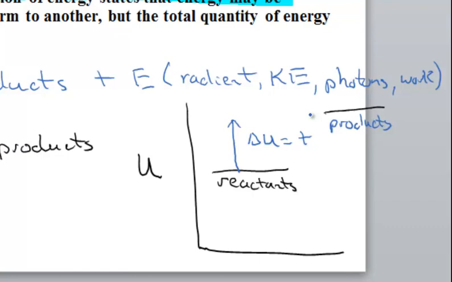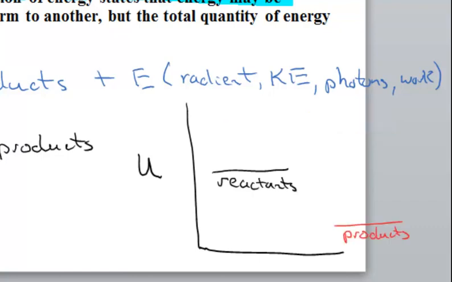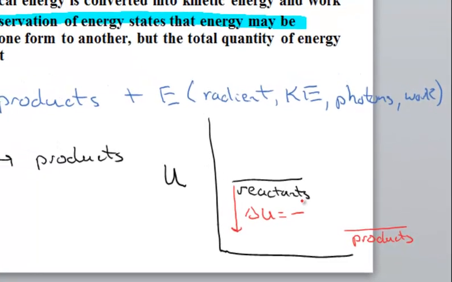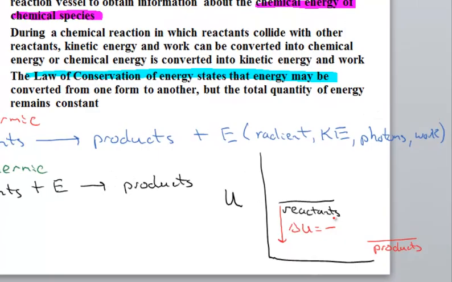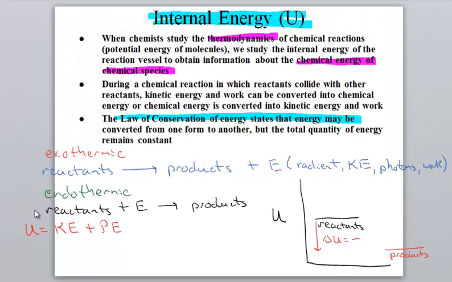If you had the opposite type, where the products were at a lower internal energy, then from reactants to products, that's our change of U, and in this case, that change would be a negative number, meaning that energy is flowing out. Again, that energy could be in different forms, but it's flowing out to the surroundings. Also remember what we said earlier: internal energy is the kinetic energy and potential energy of the system, of the reactants and products.